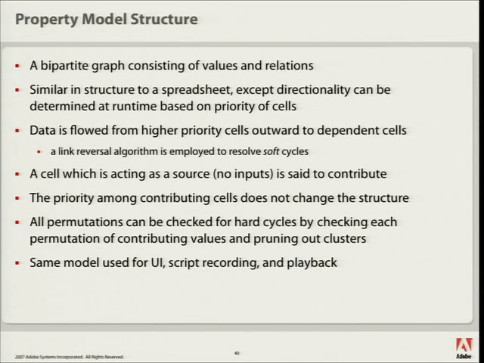So a little more about the structure. It's always expressed as a bipartite graph. It's very similar to spreadsheets, except directionality can be determined at runtime. So you can flip the way things are going. Data flows from higher priority cells out towards dependent lower priority cells. There's a link reversal algorithm that's employed to resolve soft cycles, which are systems where if I tried to pin 2 values, it becomes overconstrained, but if I only pin 1, then it's not overconstrained. So that's a soft cycle. Hard cycles are very easy to detect, so we just detect and reject them. Soft cycles, we just solve.